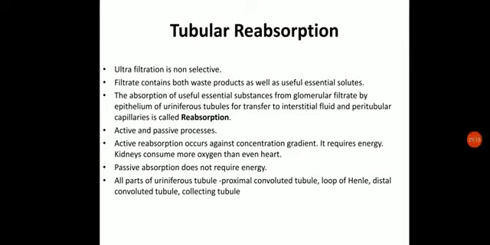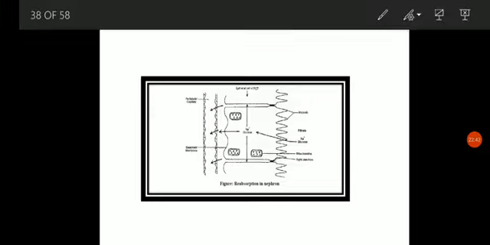Right? That's the reabsorption. That is a passive reabsorption. Okay. Now all parts of the uriniferous tubule, which consists of the proximal convoluted tubule, that is PCT, the loop of Henle, which has the ascending and descending tubules, then the distal convoluted tubule, that is DCT, and the collecting tubules. All the parts of the nephron will be taking part in tubular reabsorption.